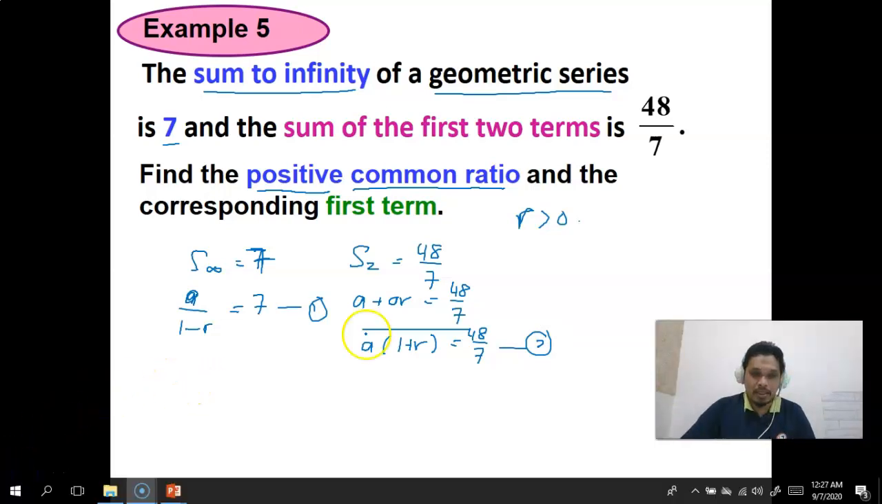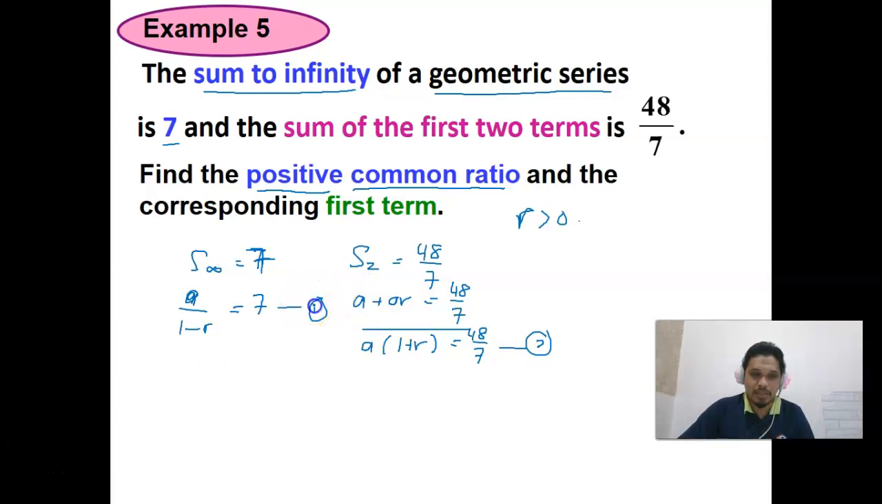Okay, class. I think that I can make some adjustment here. From this, A divided by 1 minus R equal to 7, I'm going to make this A equal to 7 times 1 minus R. Okay, there's equation 1.